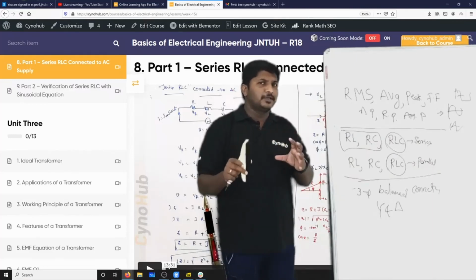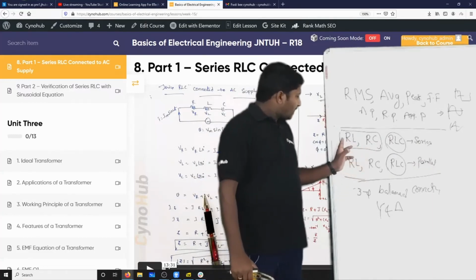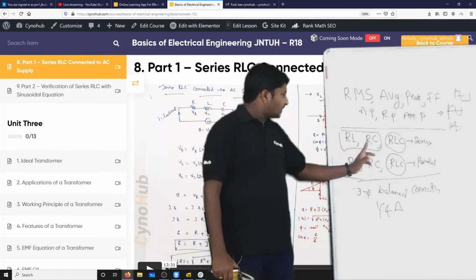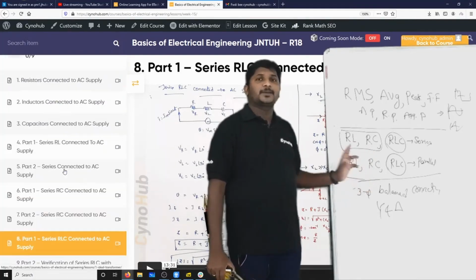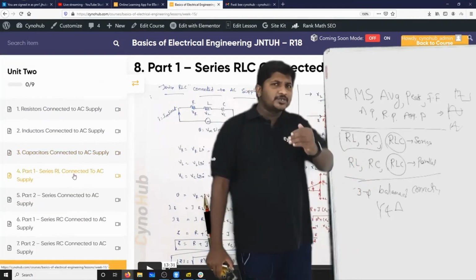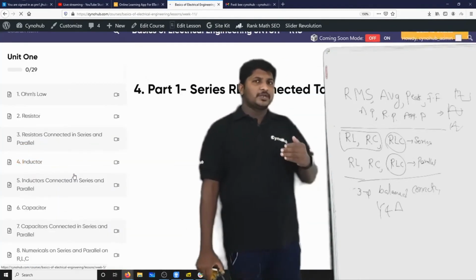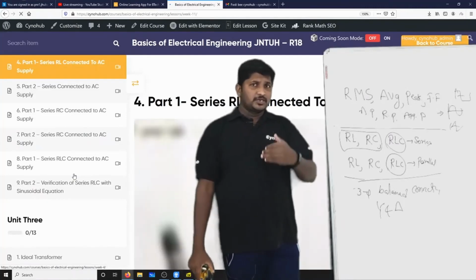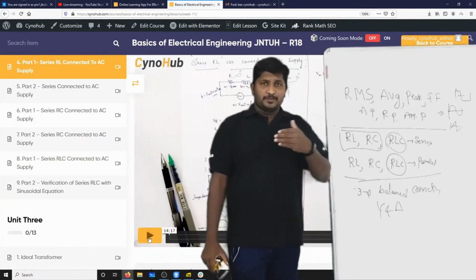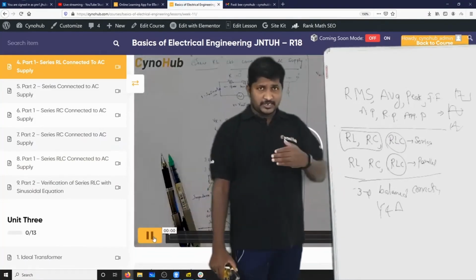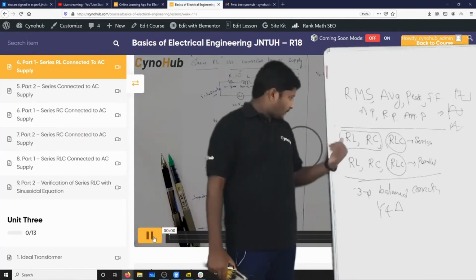Normally most of you will feel that. That's why read these 4 topics: RL series, RC series, RL parallel and RC parallel. You have some derivations. How to derive them: what is the voltage across the resistor, what is the voltage across the inductor, what is the impedance value, what is the active power, the reactive power, and the apparent power for each circuit.